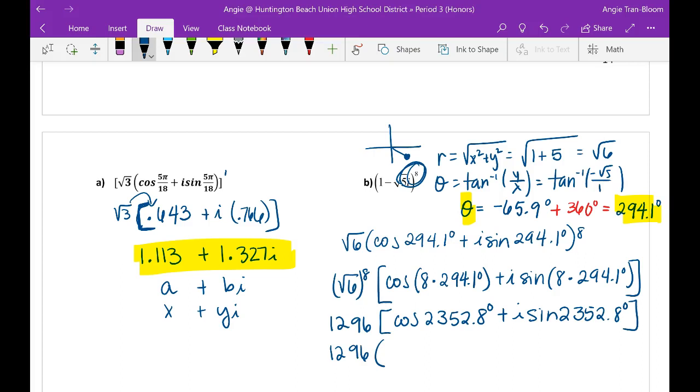Cosine of this huge number is negative 0.975, plus, what is sine of that number? Sine of 2352.8, and do double check my math. I want to make sure I'm going the right way here. So negative 0.222 if I'm rounding it to 2 decimal places.